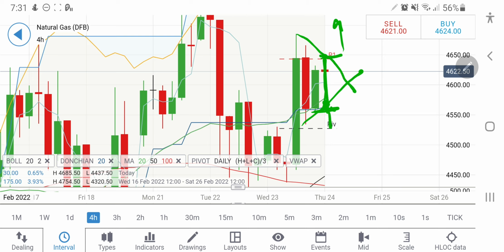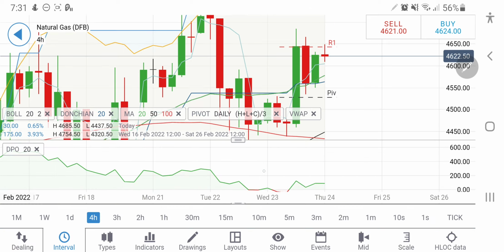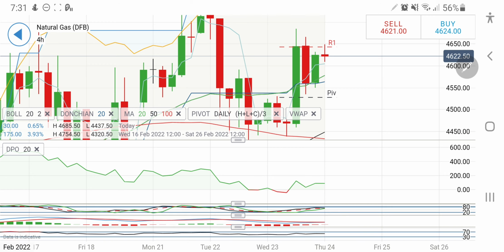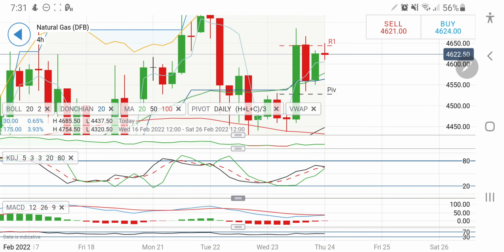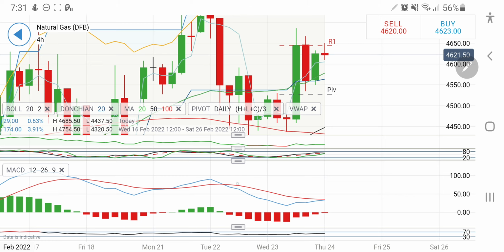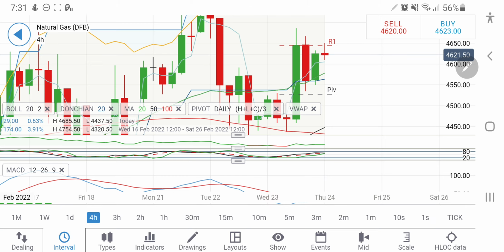A long entry beyond 4670, 4700 is a very good long entry. A short entry below 4550, specifically below 4400, then anyways you have to remain short there. Now look at the DPO is green, the stochastic is nearly overbought, trying to cross over, and MACD is trying to cross over for a buy. So take your positions accordingly. This is all for natural gas.